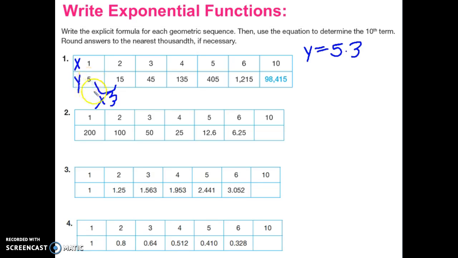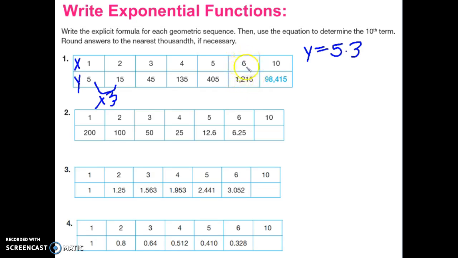Here, if I multiply 5 by 3 one time, I got 15. If I multiply 5 by 3 2 times, I would get 45. If I multiply 5 by 3 3 times, I get to 135. If I multiply 5 by 3 4 times, I get here. If I multiply by 3 5 times, I get here.